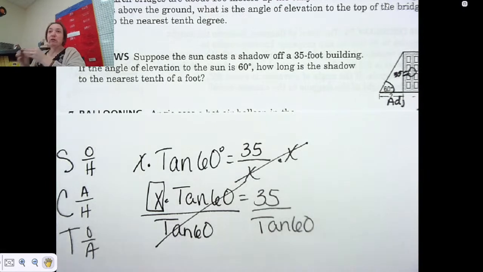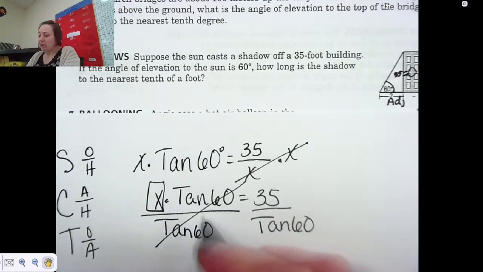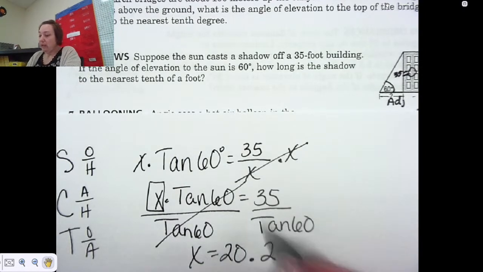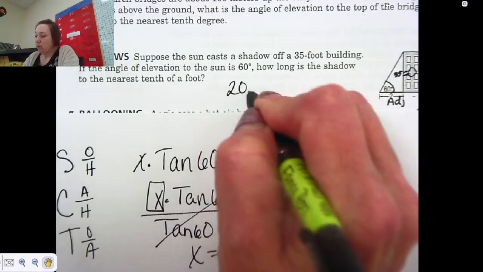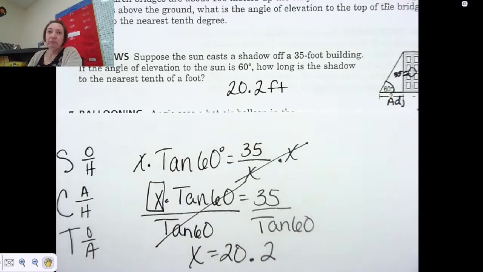So on your calculator, you'll just type in 35 divided by tangent 60, right? What do you have to make sure before you do that? You have it set to degree. It's got to be in degree mode. If it's not in degree mode and you're using degrees, you will not get the right answer. Let's round to the nearest tenth. So what would that be? 20.2. So we now know that our shadow is 20.2 feet, right? Approximately, because we had to round it, so it's not exact.